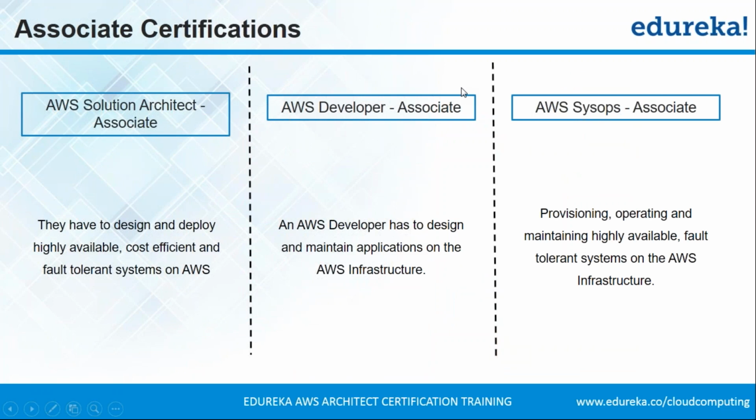So at the associate level, like I said, there are three kinds of certifications. You have AWS Solutions Architect, you have AWS Developer, and you have AWS SysOps. So let's understand the difference among these three certifications. The job of a solutions architect is to design and deploy highly available, fault-tolerant, and cost-efficient systems on AWS infrastructure, right? So your job would be to create architectures which are fault tolerant, highly available, and cost efficient at the same time, right?